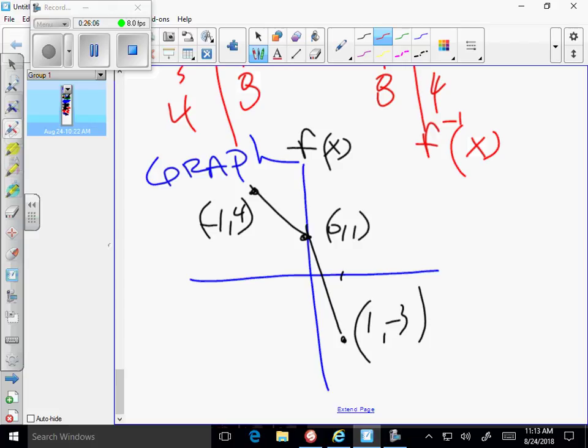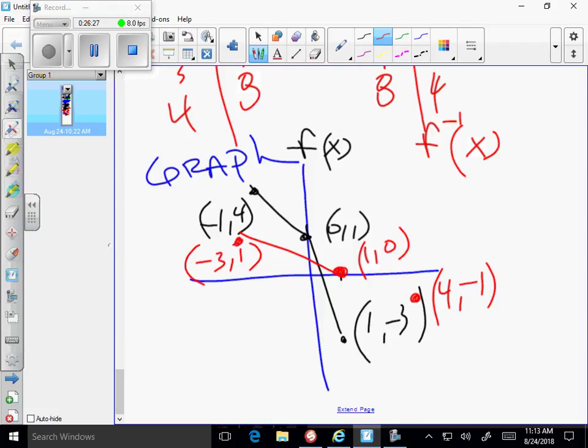4, -1. So I'm going to go over to 4 and I'm going to go to -1. 4, -1 will be a point. Good. What's another point? 1, 0 is going to be a point. And the third point? -3, 1 will be a point. -3, 1.